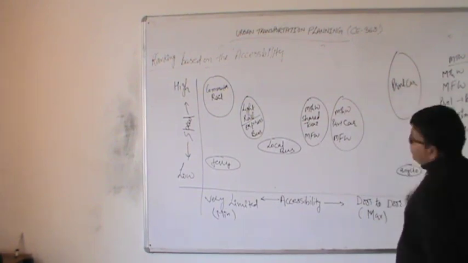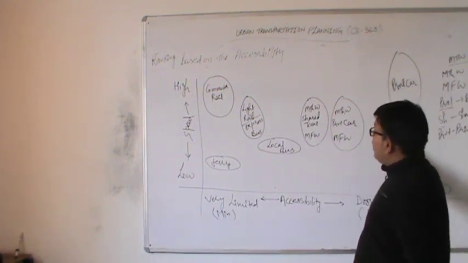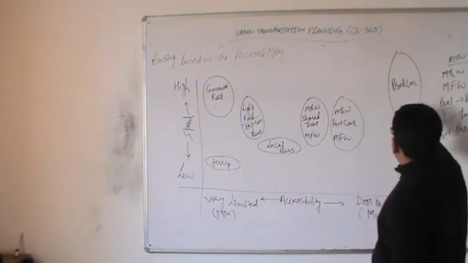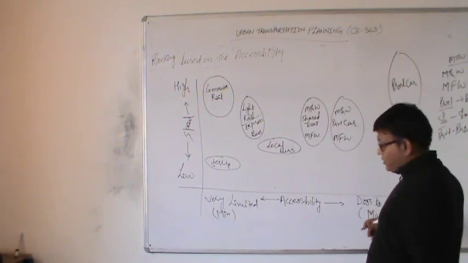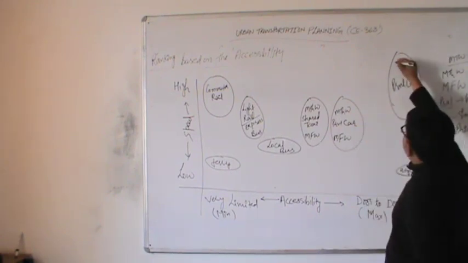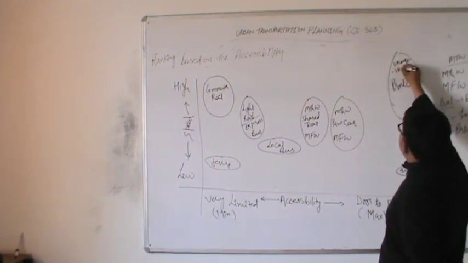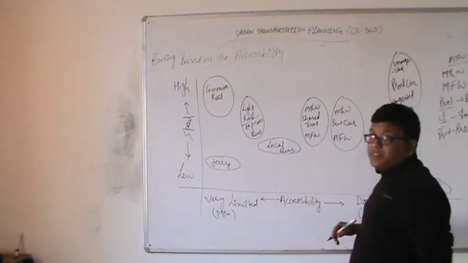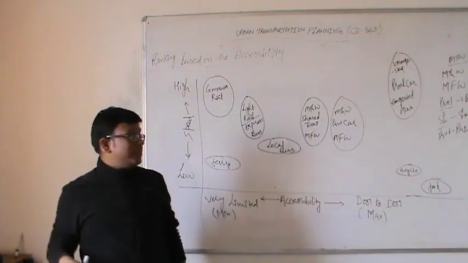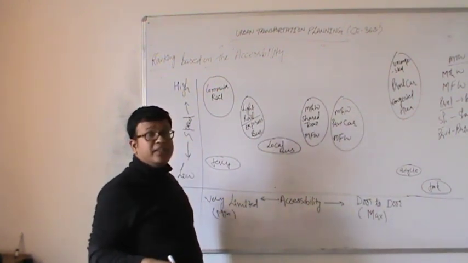The accessibility of the personal car will be too much and the speed will also be higher than the other modes of transport, but we also will take two cases: one is the congested and the other the uncongested area. So in the uncongested area, the speed will be higher, and this is the congested area. In the congested area, the speed will be lesser, while in the uncongested area, the speed will be higher.